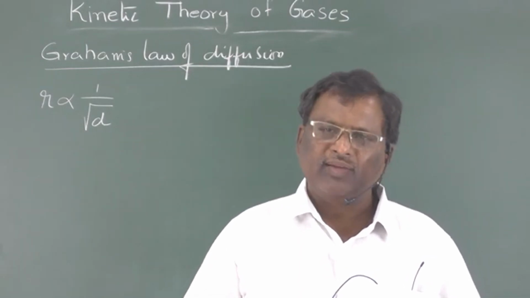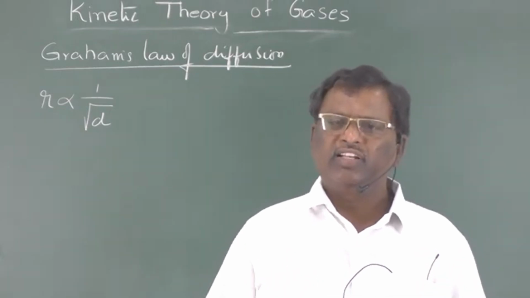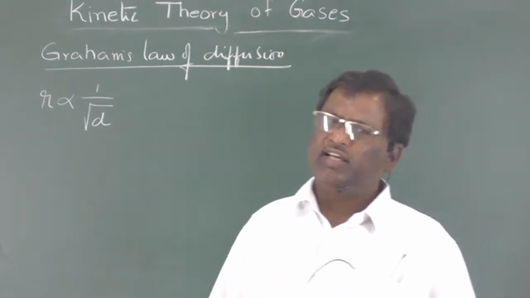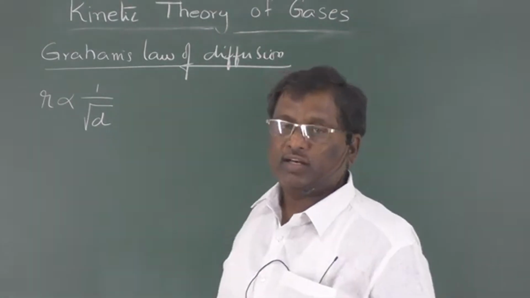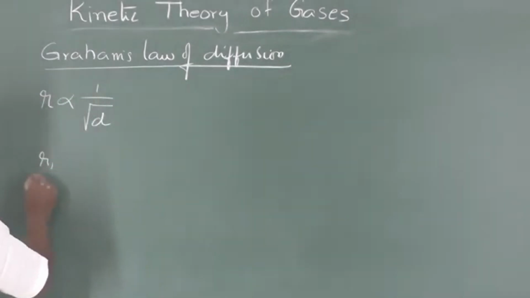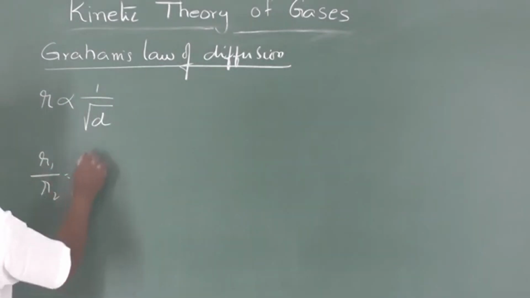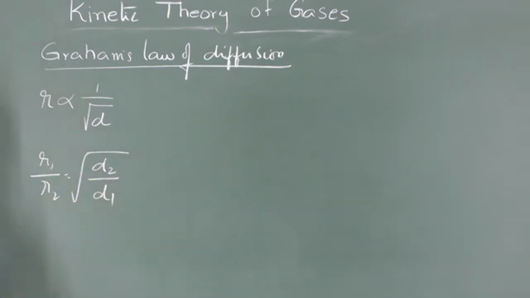This is Graham's law. If two gases at the same conditions of temperature and pressure are considered, with rates R1 and R2 and densities D1 and D2, then Graham's law can be written as R1 by R2 is equal to root of D2 by D1. This is another form of Graham's law. Now we have to prove this Graham's law with the help of the kinetic gas equation.